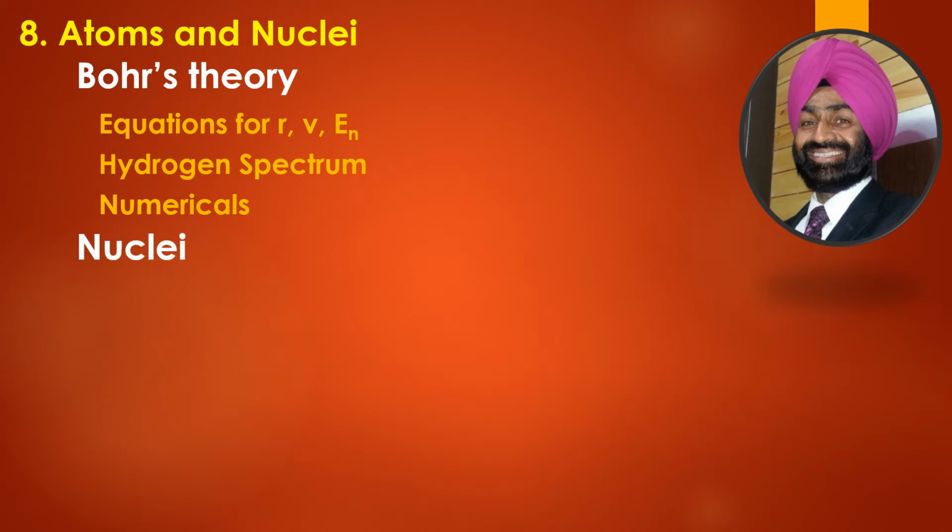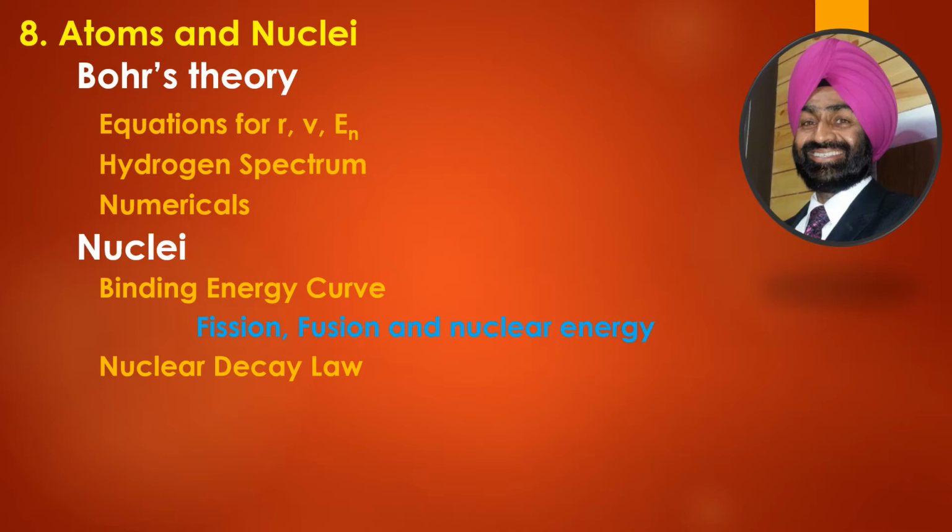Further, in nuclei, you must learn the binding energy curve. The shape of the binding energy curve must be practiced in writing, that is, you must draw it. And what is the cause of fission, cause of fusion, and why these two processes liberate nuclear energy. Then comes nuclear decay law. You must learn the derivation or formula N is equal to N naught e power minus lambda t. Then definition of decay constant, what is half-life, what is its relation with decay constant, and the corresponding numericals.